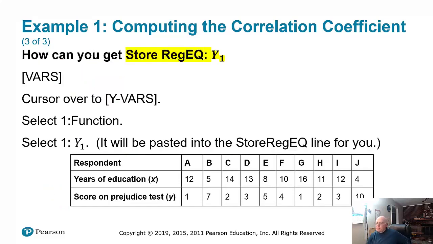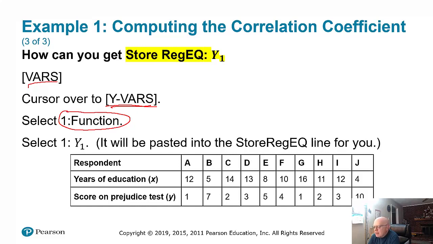This is how you do it. Hit the vars key. That's over on the left-hand side, somewhere around the middle. Move your cursor over to Y bars. I think that's the second column. When you get over to Y bars, you'll see a new menu. Just pick number 1 and hit enter for a function, because you're working with functions.